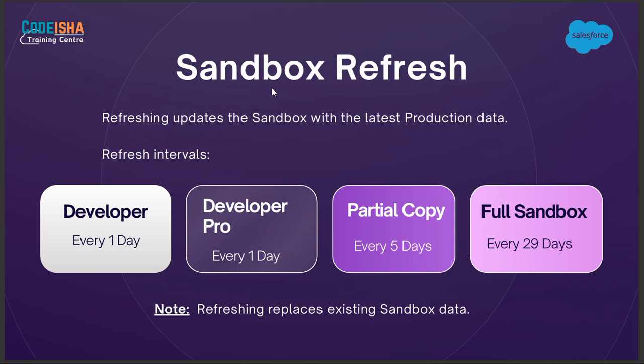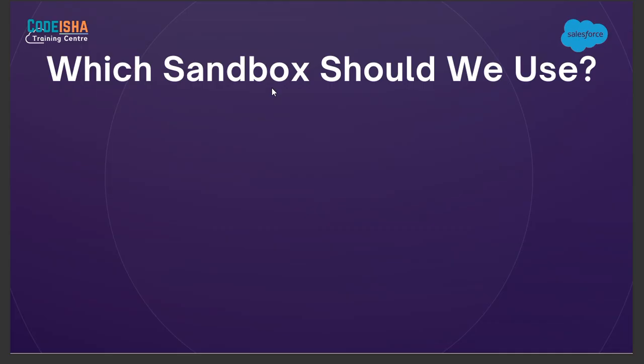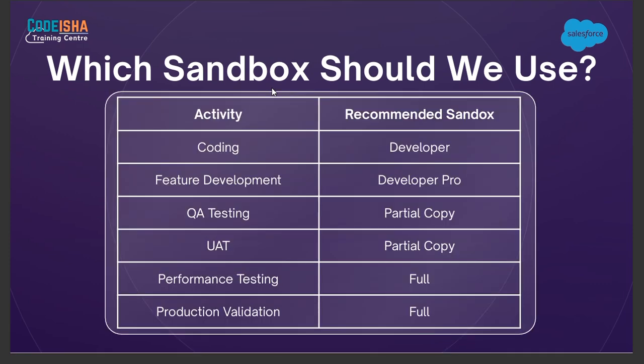And coming to the next one, which sandbox should be used for which purpose. For coding, it is better to go with the Developer sandbox. For future development, go with the Developer Pro sandbox. For QA testing and UAT, go with the Partial Copy sandbox. For performance testing and production validation, go with the Full sandbox. So that is what each sandbox is, where we use them, and why we use them.